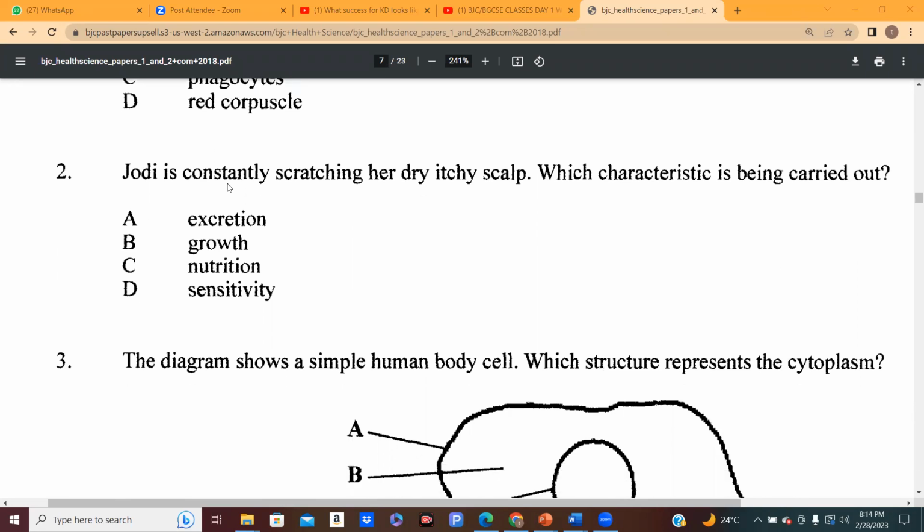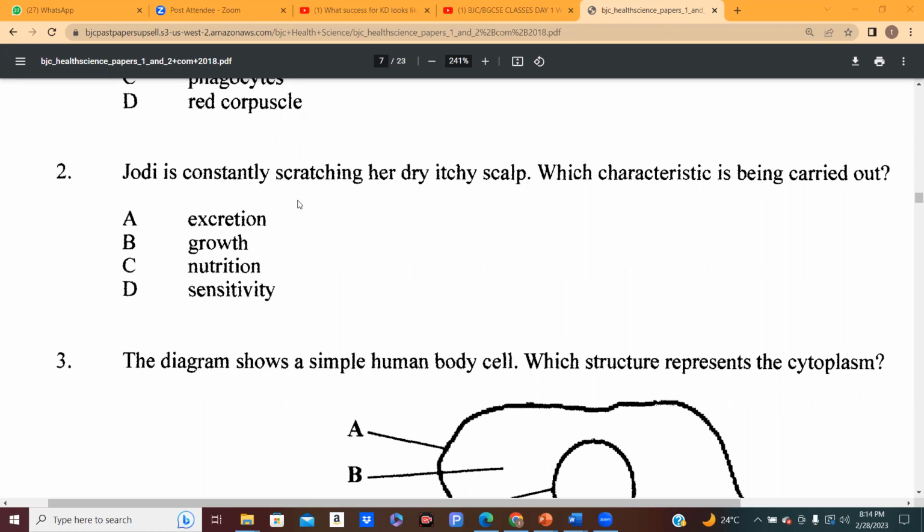Jody is constantly scratching her dry, itchy scalp. Which characteristic is being carried out? Is it A, excretion, B, growth, C, nutrition, or D, sensitivity? B, growth? Is that what you're saying, Antoine? Yes, sir. Okay, that's incorrect.